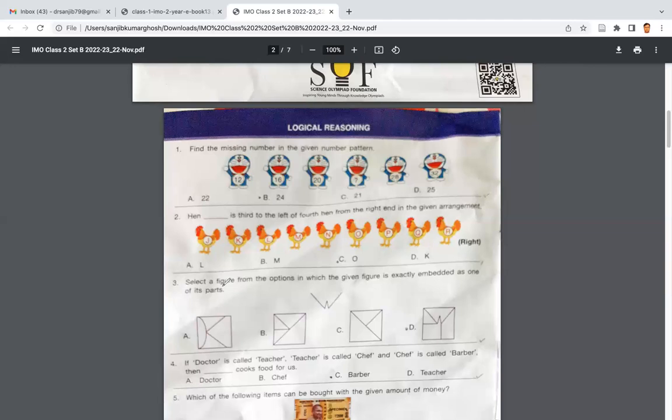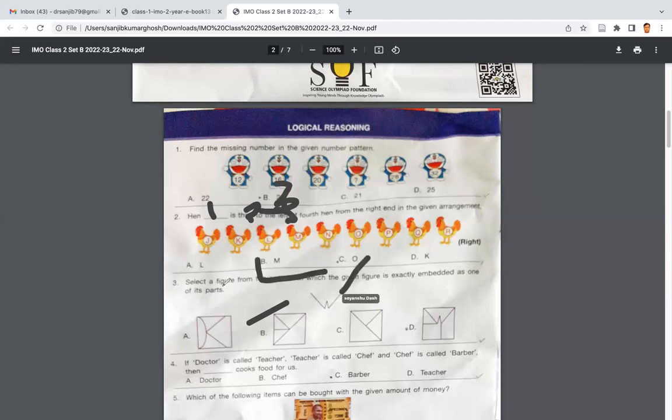Can you explain me your answer, Beta? Explain me your answer with number two. It is the third from the left. And the right, fourth is the left. Okay, third. This is the fourth. This is the second. This is the third. The last third. So third is L.